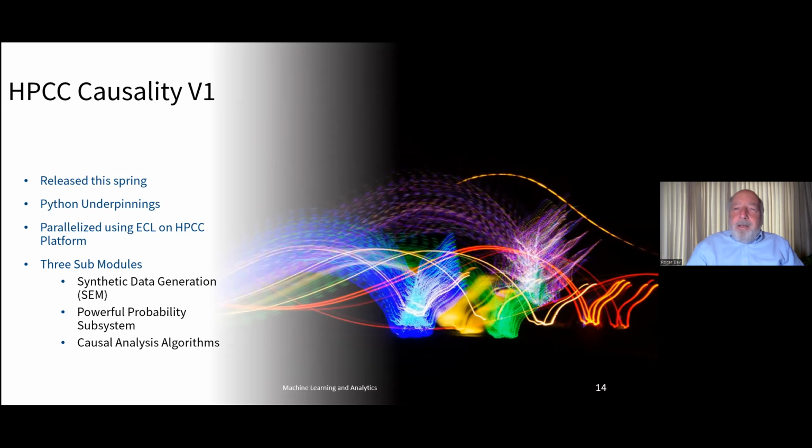Running on real-world data sets, you don't know when you're right and when you're wrong because you're looking for answers. You don't know the answers. Secondly, it has a very powerful probability subsystem. We really consider our causality products to be general data analysis products. If you're trying to understand your data set, this is the system you're going to want to use. And finally, there are various causal analysis algorithms, and we'll talk about some of those as we go forward.